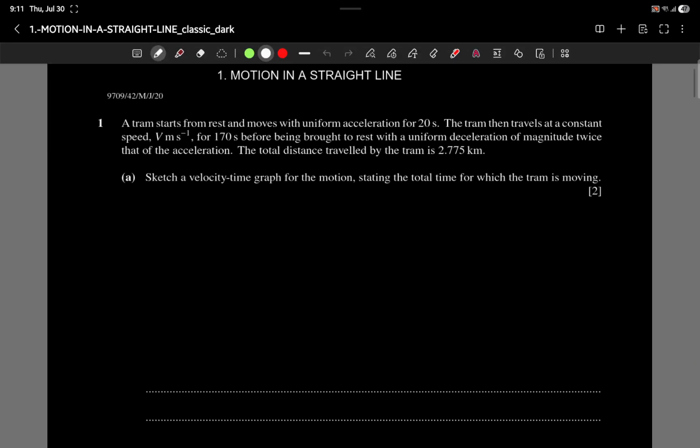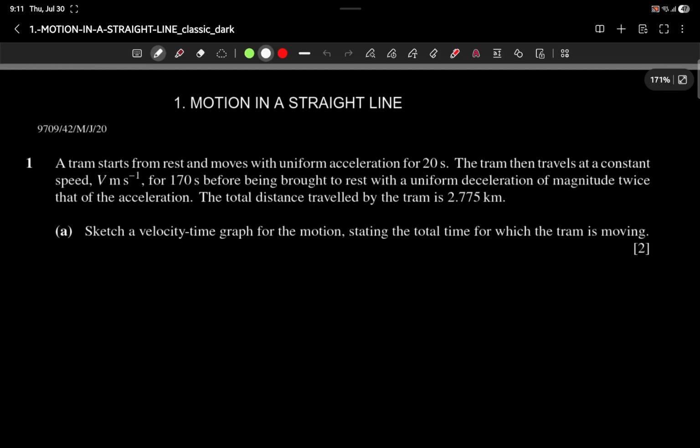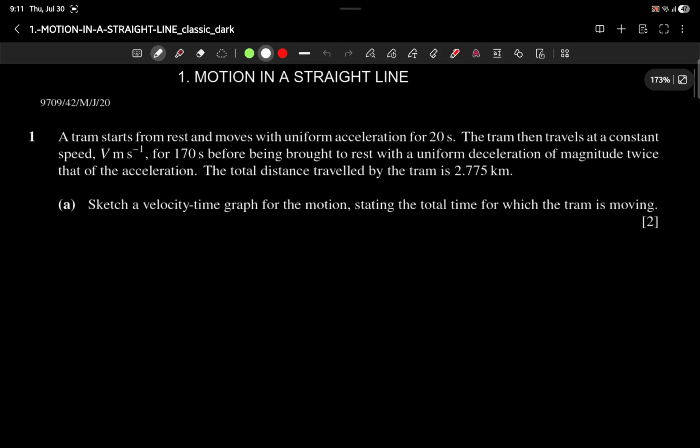Today we are going to be starting A2 Mathematics, chapter number 1, Motion in a Straight Line. This is from mechanics, of course. We're going to solve a few of the past paper questions, and from there on, I'll lead you on how to do the questions. All right.